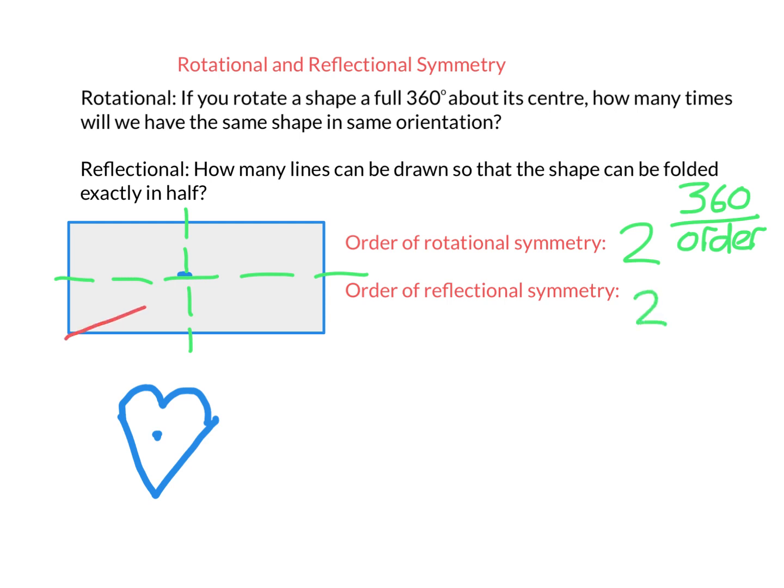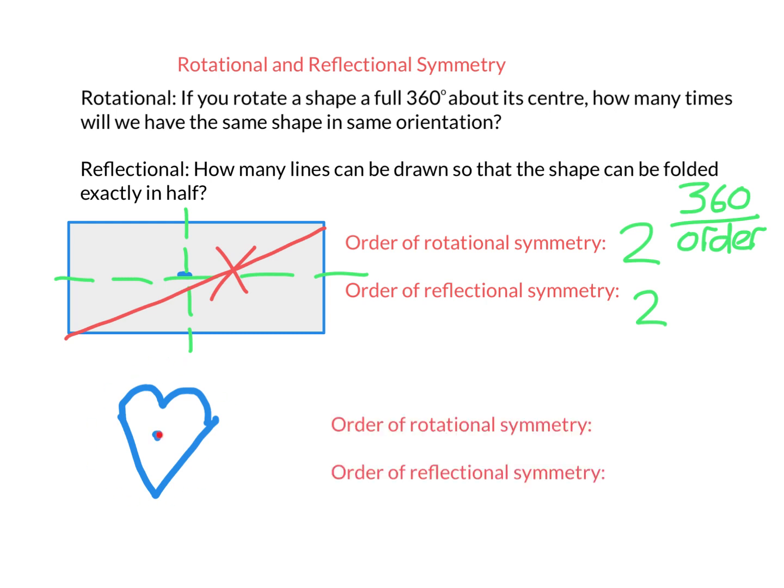Some people think that this line is a line of symmetry. It's actually not. Take a rectangular piece of paper, try and fold it in half along its diagonal. You will see that this half doesn't fit perfectly on top of this half. So this has order of reflectional symmetry 2, because there are 2 lines we can draw so that the rectangle folds in half perfectly on top of itself. What about this shape here?